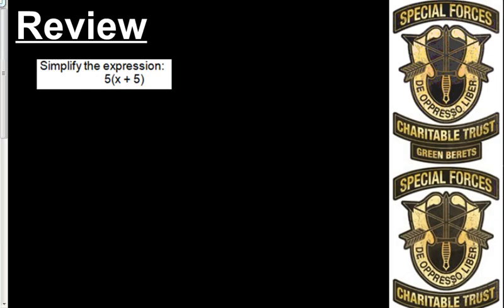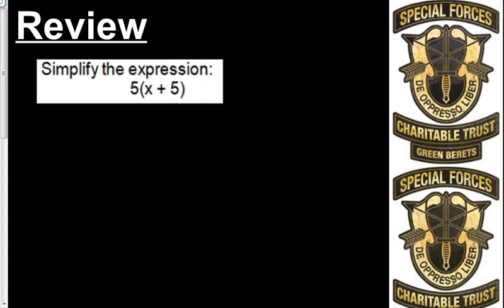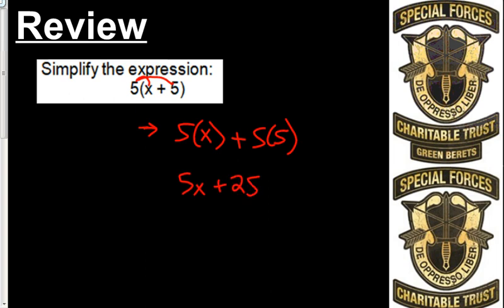So let's just do a quick recap. Using the distributive property, how can we simplify this expression? We have 5 times x plus 5. Well, that's when you have multiplication and you distribute that multiplication to both of the parts on the inside. So I'm going to say that's the same as 5 times x, plus 5 times 5, which simplifies to 5x plus 25. So there's how we simplify using the distributive property.